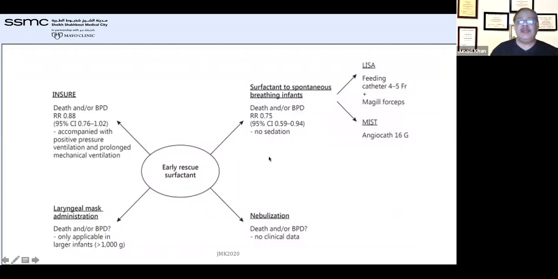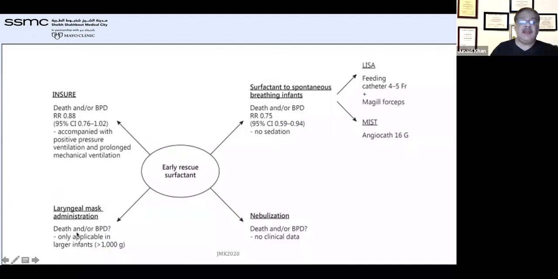So how can you give surfactant? Early rescue surfactant you have to give. Either you give it by the INSURE technique, where you intubate the baby and extubate it, the LISA technique, laryngeal mask administration, or nebulization. Nebulization is still under a lot of research, but it is going to be revolutionary because it is very easy to give surfactant, if it is approved by the FDA and other agencies.